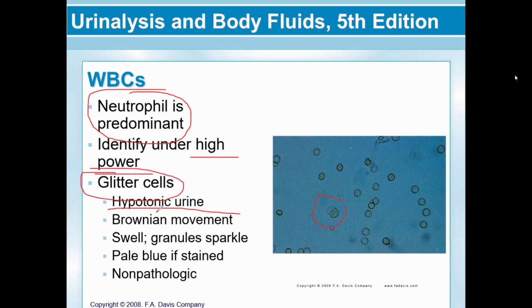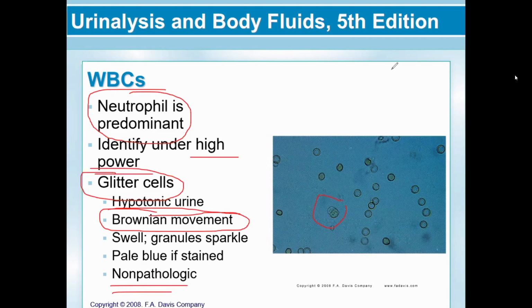So, when that happens, we have Brownian movement of the granules inside our white blood cells, which causes a sparkling effect. Okay? We can also identify them using a stain where they're stained pale blue, for example with methylene blue, we can see them. Okay, but your glitter cells are non-pathologic. So it can be normal that they're present in our urine.